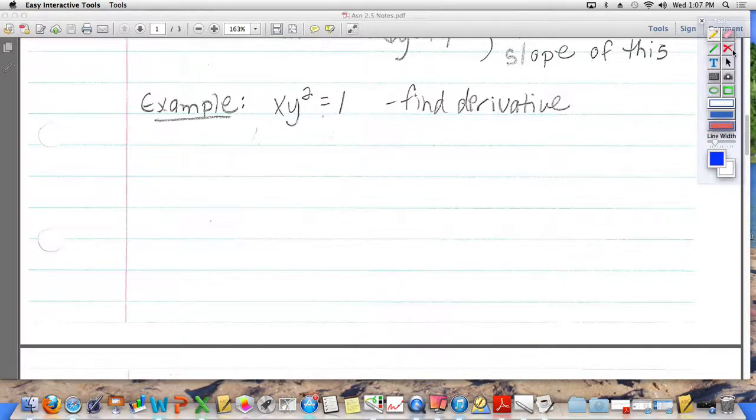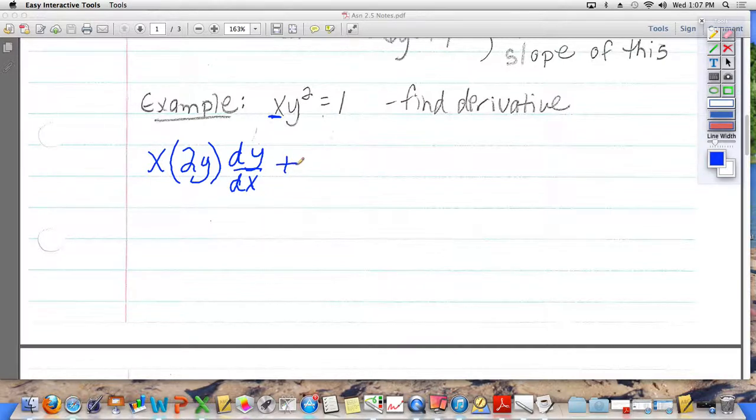All right, so xy squared equals 1. To find the derivative, you have to use the product rule. Product rule says you take the first function, which in this case is x, and you multiply it by the derivative of the second. What's the derivative of y squared? 2y. What do I put next to it? dy over dx, the derivative of y with respect to x.